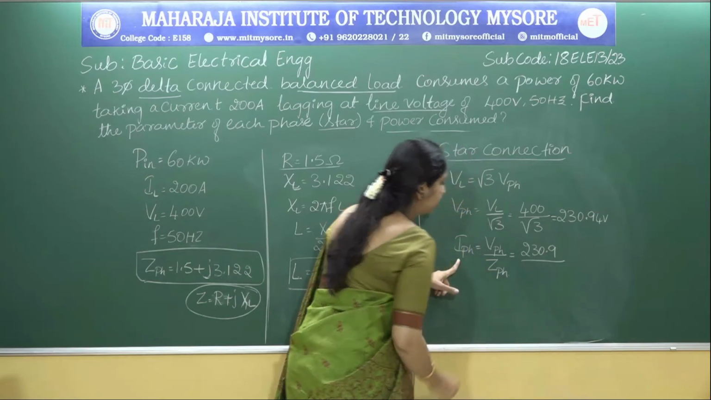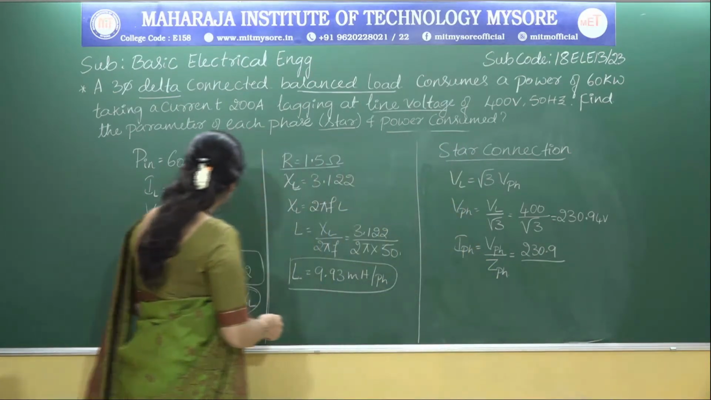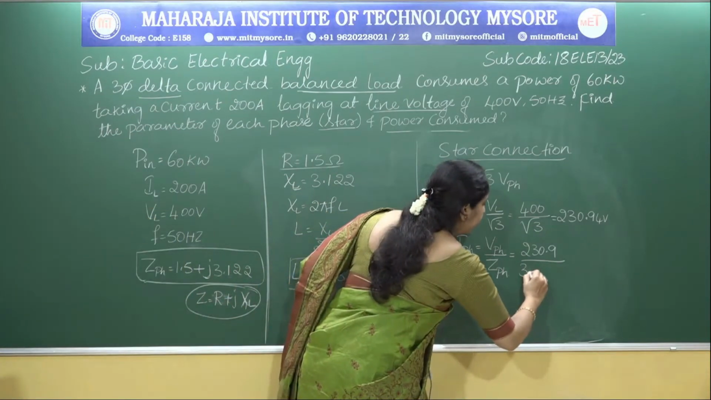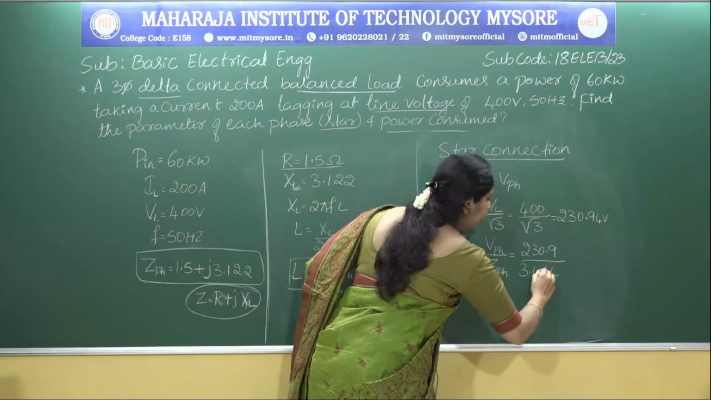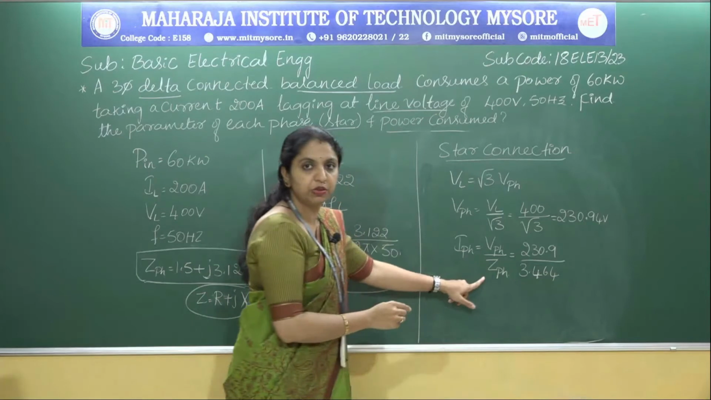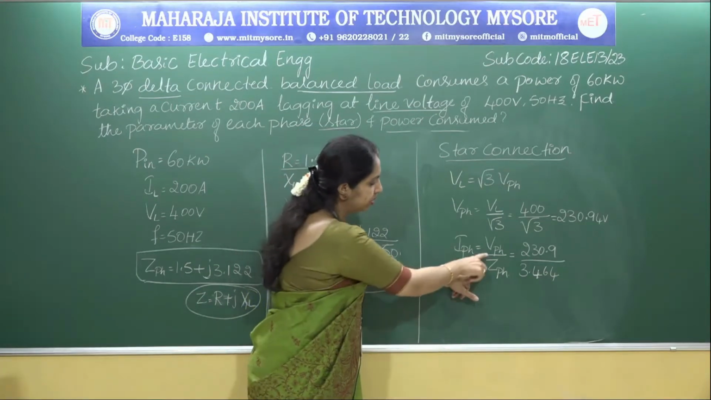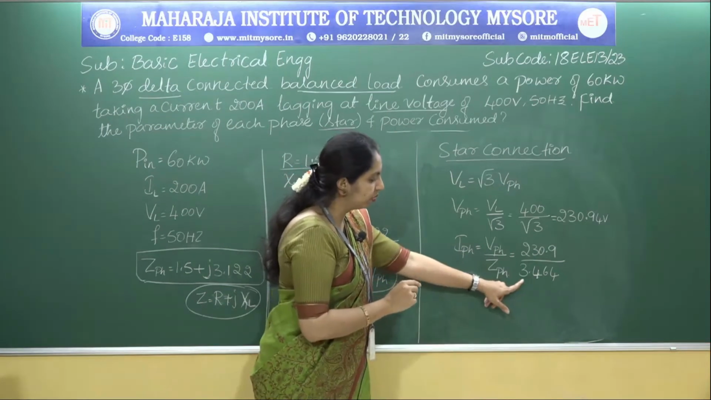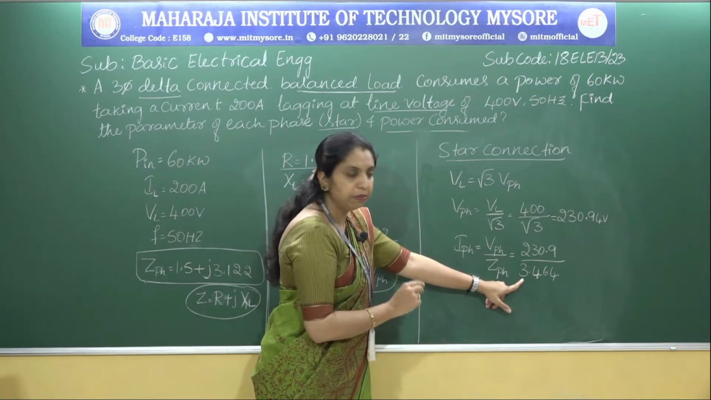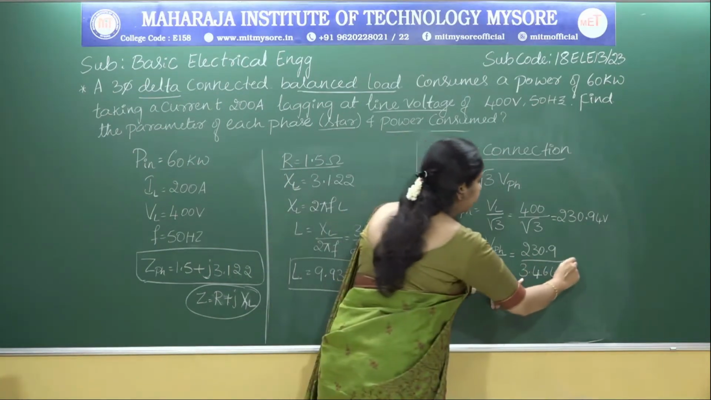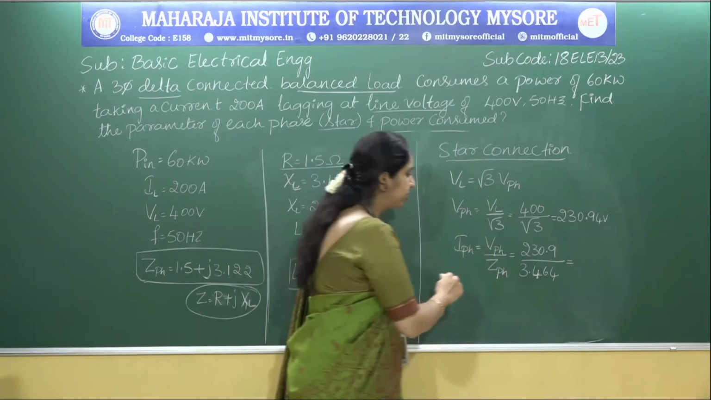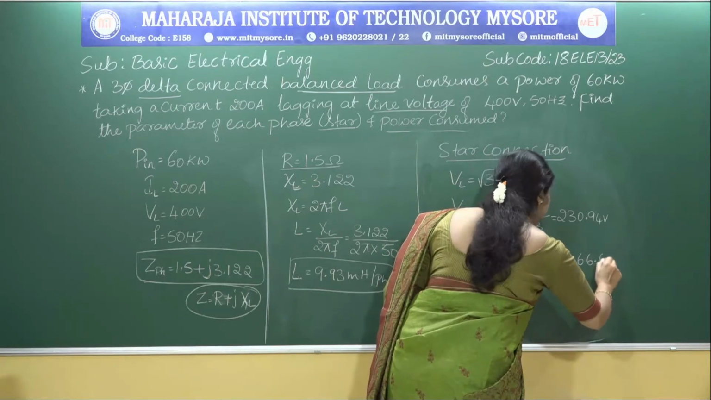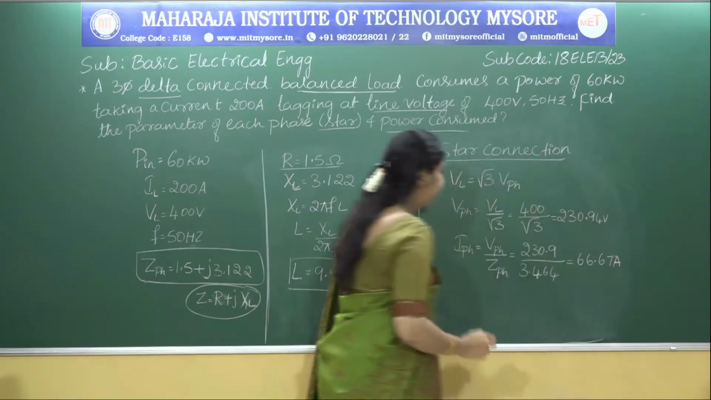Divided by ZPH. So what is ZPH here? The magnitude of ZPH is 3.464. Remember the value which we are substituting at this point should be in polar form. So in polar form we have obtained 3.464, and we simplify this expression. After simplification, we get IPH as 66.67 amperes.